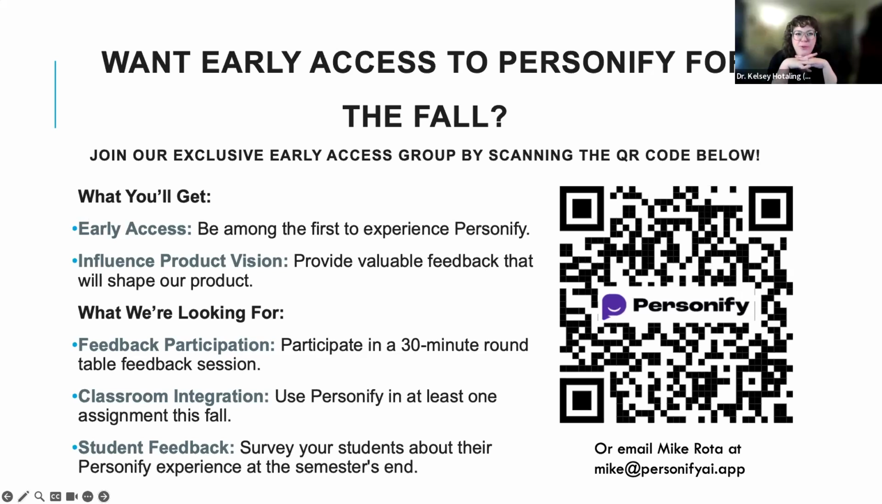Good deal. Thanks so much for showing this to us. This is very, very exciting. I can see it having a huge impact. I think it's addressing faculty needs and student needs, and I'm so excited to see the next stages for it. Oh, thank you, Kelsey.